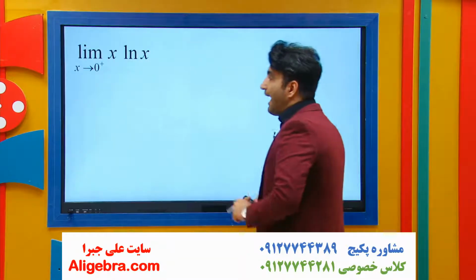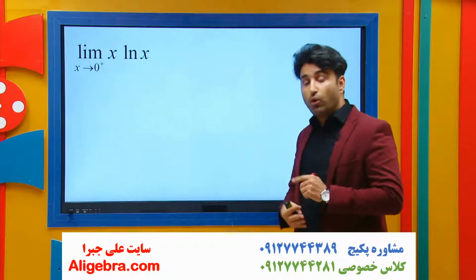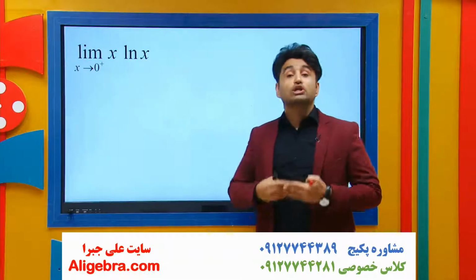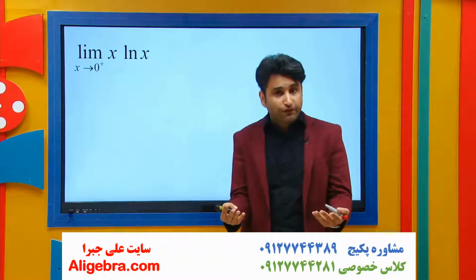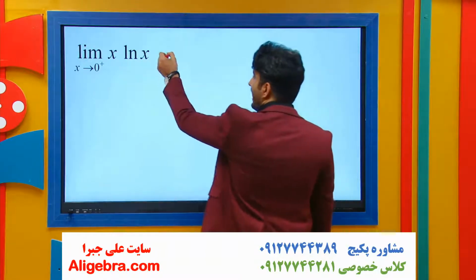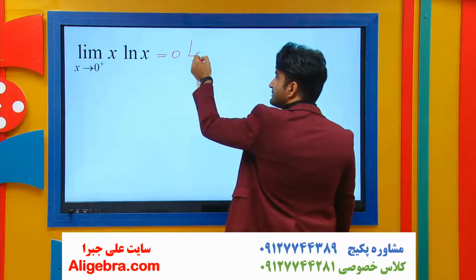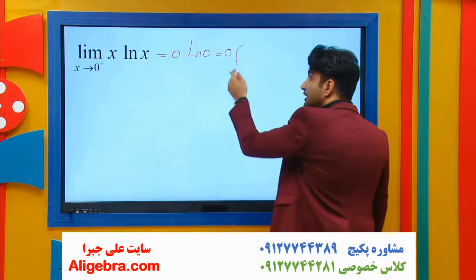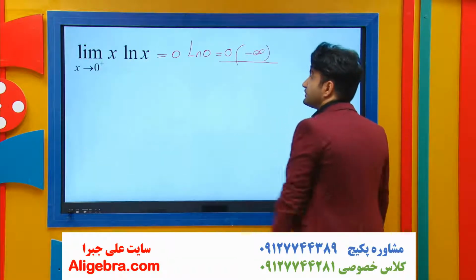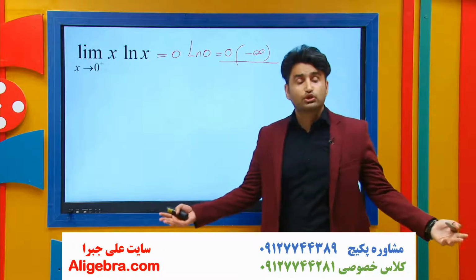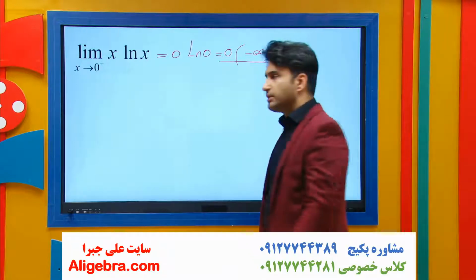Evaluate the limit x times natural log x as x approaches 0 from the right. Begin with direct substitution to realize what kind of indeterminate form we have. If I replace x with 0, I have 0 times ln 0. ln 0 in the kingdom of limits is minus infinity. So I have 0 times minus infinity. What should I do? Convert it to a 0 over 0 or infinity over infinity problem.